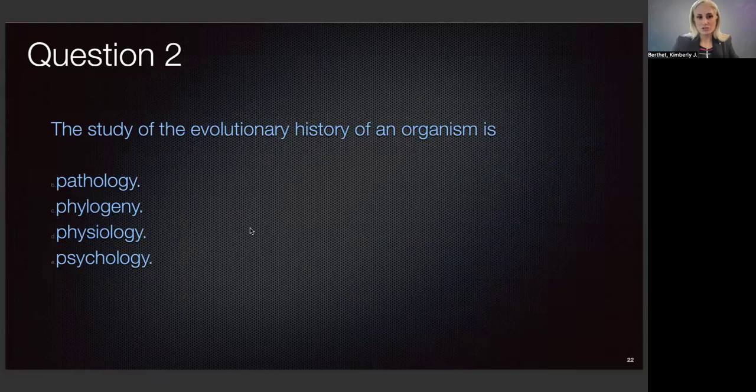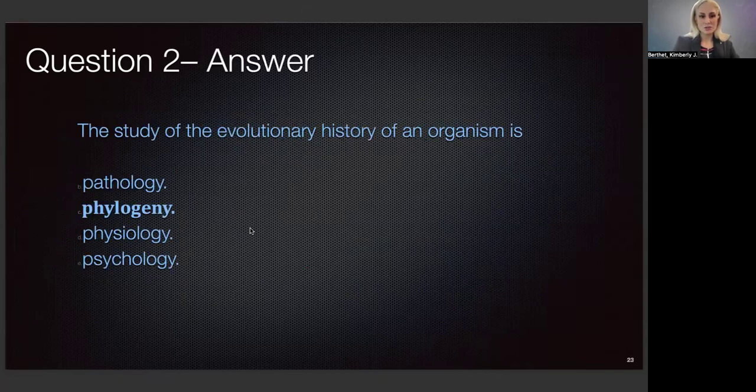Looking at question 2, we have: the study of evolutionary history of an organism is, so we want to define what this is. The answer to question 2 is phylogeny. That's the term that looks at the evolutionary history or relatedness between organisms, and we do this based off of a DNA sequence.